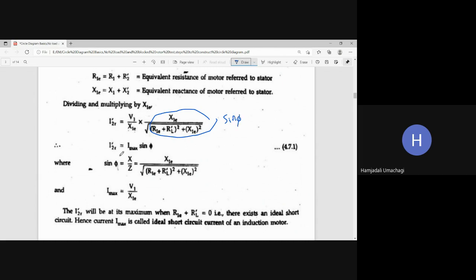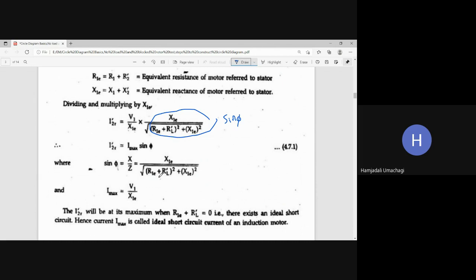Therefore, I dash 2R is equal to, this whole thing sine phi, and V1 by X1E. V1 by X1E is nothing but the current. So I dash 2R is equal to Imax into sine phi, where sine phi is equal to X by Z using the power triangle. X can be written as X1E, and Z can be written as the square root of (R1E plus RL dash) whole square plus X1E whole square.